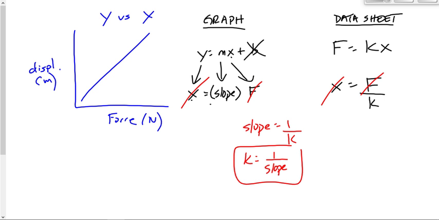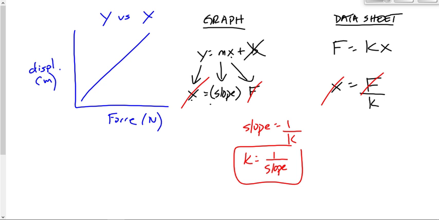So what you're going to do is get the slope of this graph the normal way, the way that we have for every graph that we've done this year, and then you're going to flip it over, take the reciprocal of it, and that's going to give you the spring constant. It should be a relatively small value because we're dealing with springs that aren't particularly stiff.